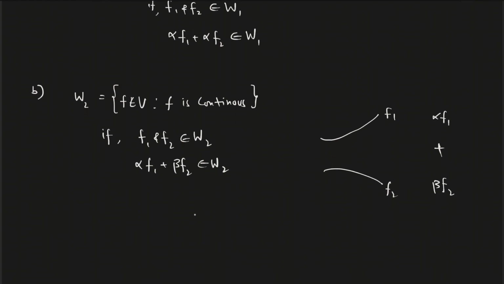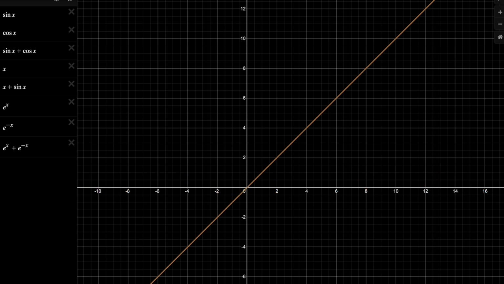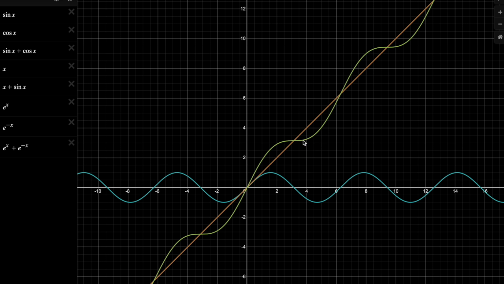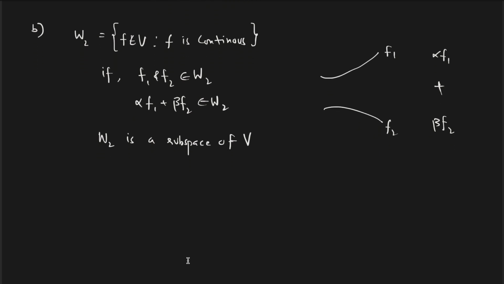Okay, so we can say that W2 is a subspace of V because it holds the closure property. And we can see this using an example also. For example, I take this function x. This is continuous. I take this other function sin x. This is also continuous. And their linear combination x plus sin x, this green curve, is also continuous. So a linear combination of two continuous functions is also continuous. So this closure property is satisfied. So it's a subspace.